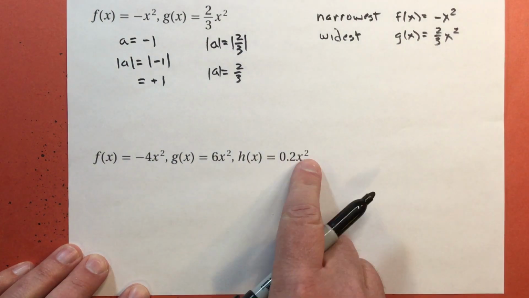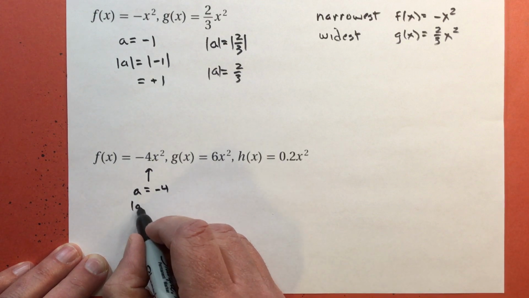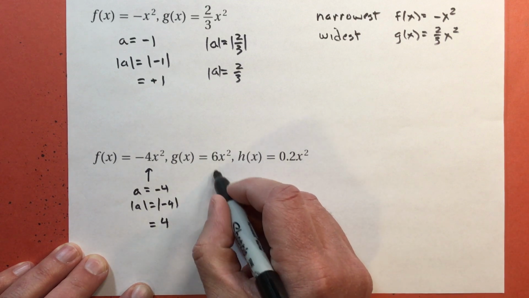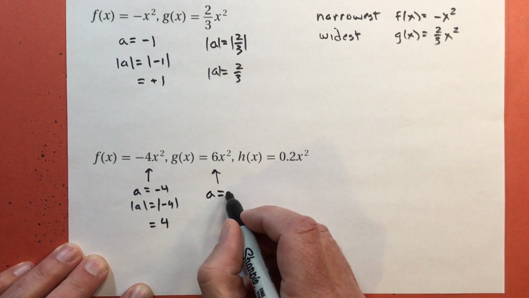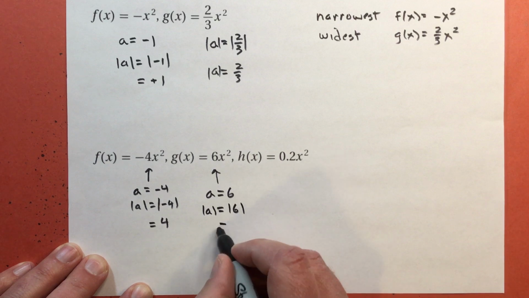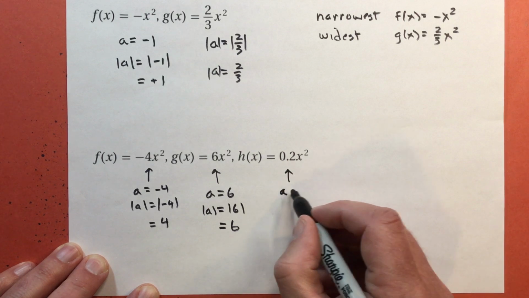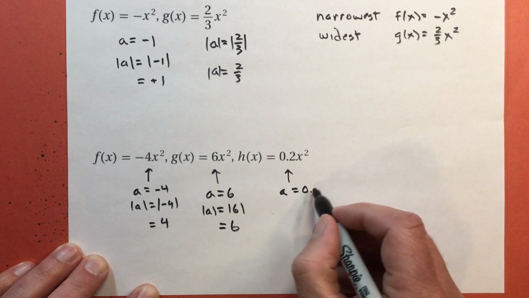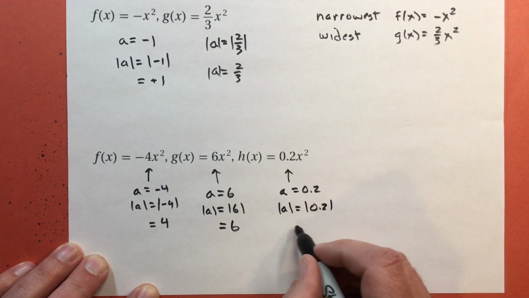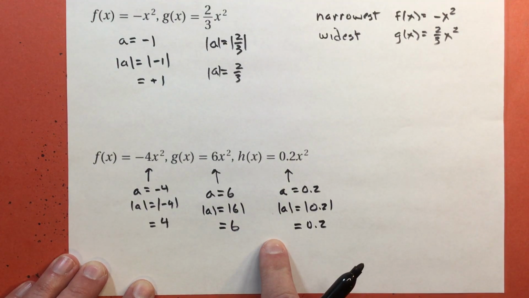And finally, we'll wrap it up with this one. In this case, the a equals negative 4, so the absolute value of a is the absolute value of negative 4, which equals positive 4. For g of x, the a equals 6, so the absolute value of a equals the absolute value of 6, which is just 6. And for the last one, the a, what you multiply by the x squared, equals 0.2. So when I take the absolute value of that, again, it's positive, so it doesn't change. I just get 0.2. So which of these numbers is the biggest, making the graph the skinniest?